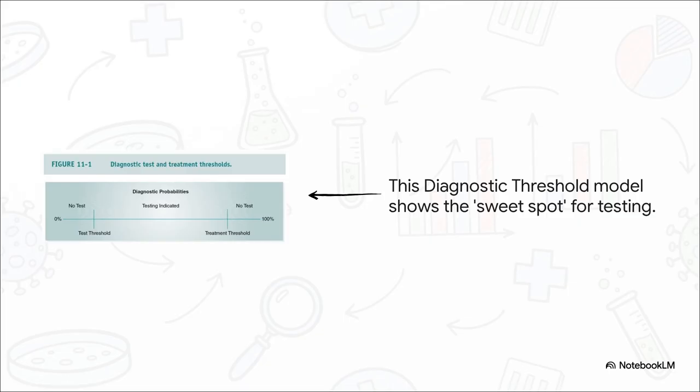Think of it like this. This model shows your level of clinical certainty. Way over on the left, the chance of the disease is so low that a test isn't going to change your mind. And way over on the right, it's so high that you just go straight to treatment anyway. The real magic, the sweet spot for testing, is right there in the middle zone of uncertainty.